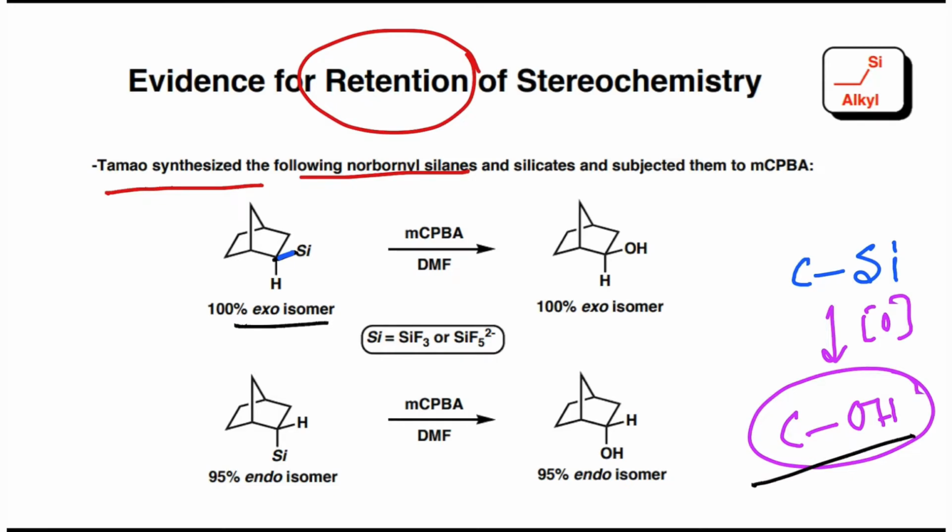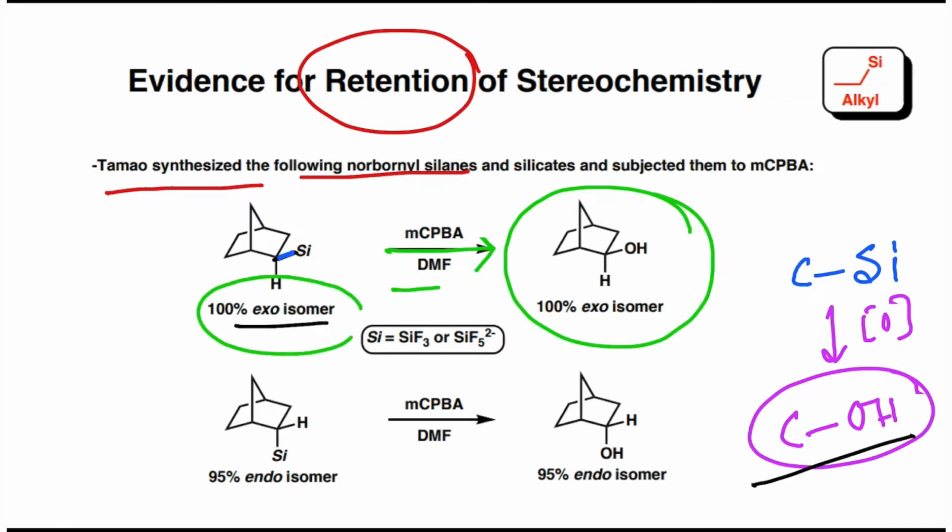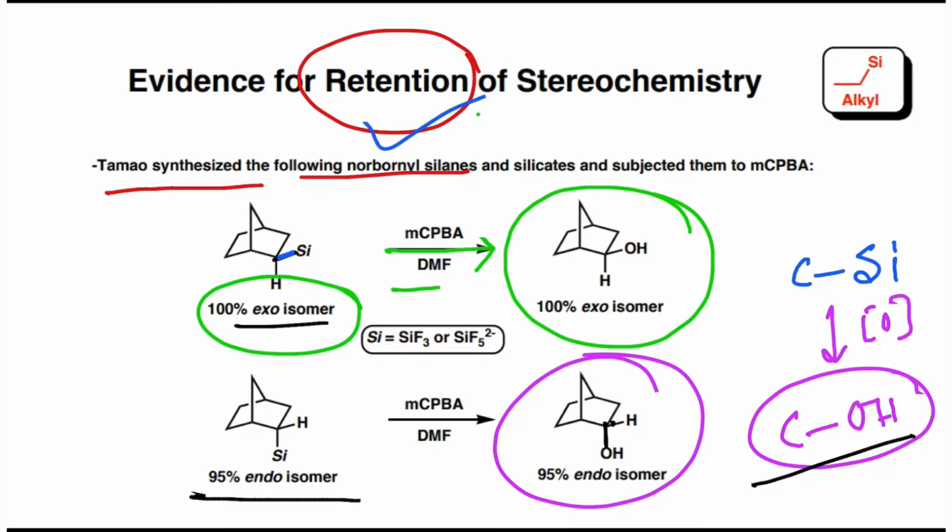Now just look, under these conditions, m-CPBA, DMF, this 100% exo isomer is produced from exo. So this proves the retention. Not only that, this 95% endo isomer is produced. Just as per our trick, there will be alcohol. So here the alcohol is produced, 95% endo isomer. So these two examples prove that this reaction proceeds through retention in stereochemistry, meaning the migration of this alkyl group is associated with retention in configuration.